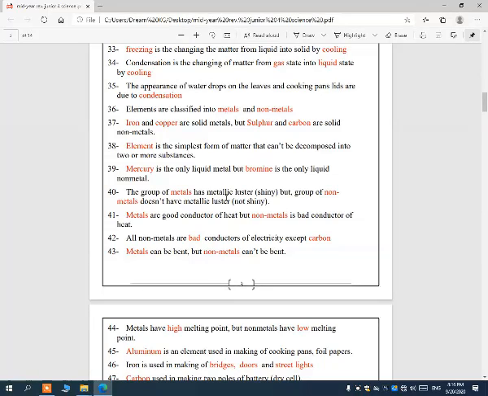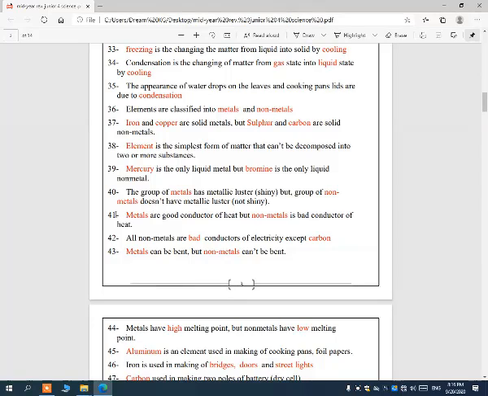Let's make a quick revision on the metals and non-metals properties. So the metals are shiny, good conductor of heat, good conductor of electricity, can be bent, high melting point, high boiling point. Non-metals are not shiny, bad conductor of heat, bad conductor of electricity, except carbon. Cannot be bent, low melting point, low boiling point.